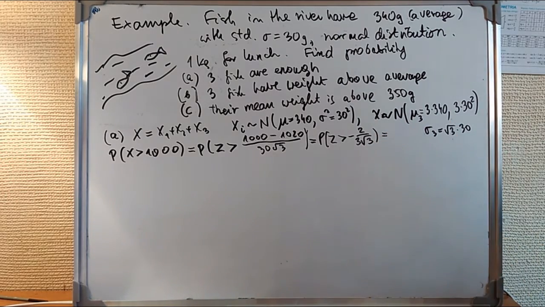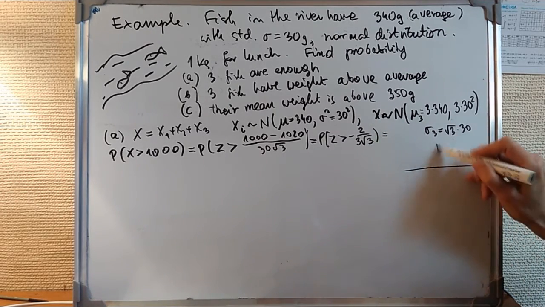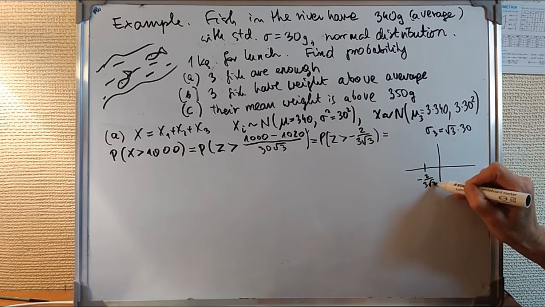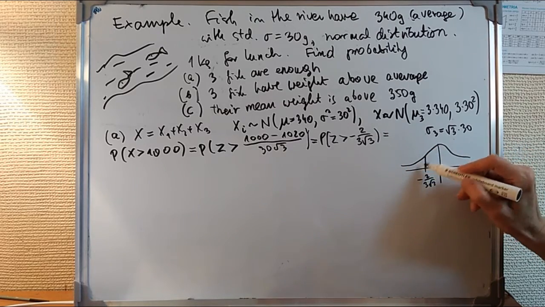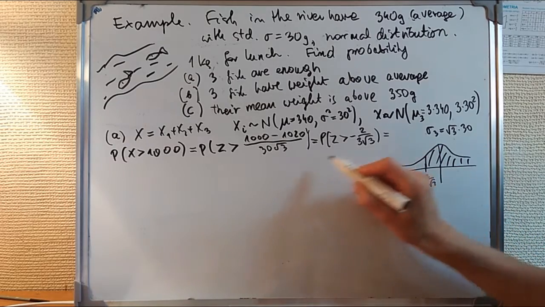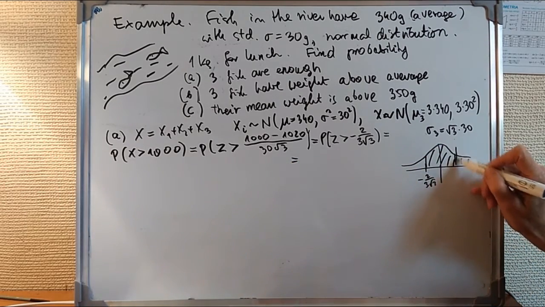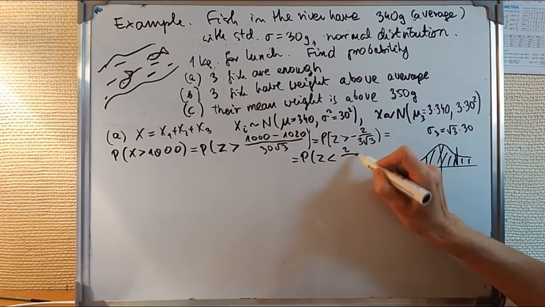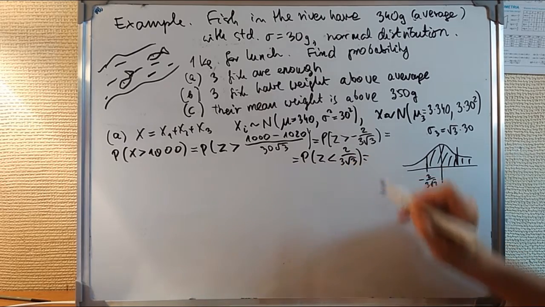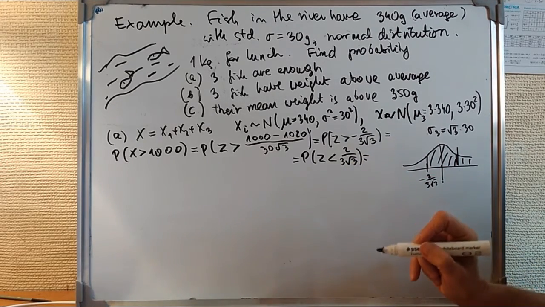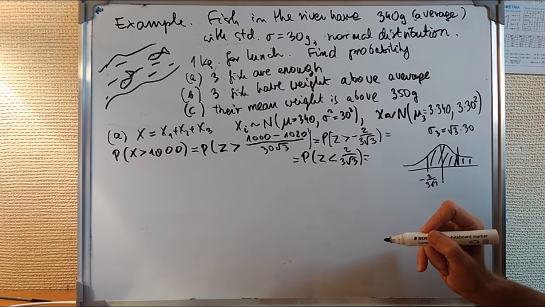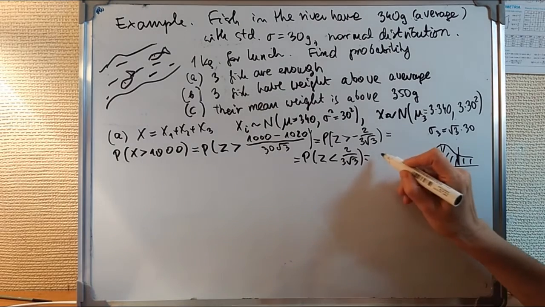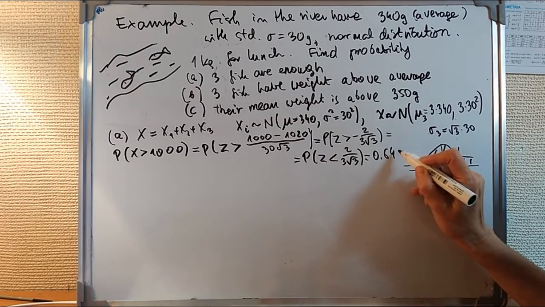We have some negative z, minus 2 over 3 square root of 3. We want this. So this is the same as from this to the left. So probability that z less than 2 over 3 square root of 3. And now we can use the table of cumulative distribution function. And this is equal to 0.648.